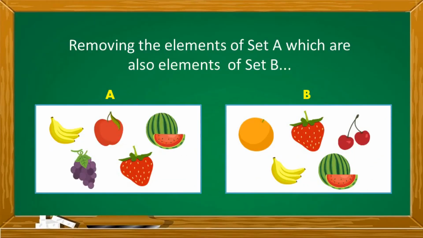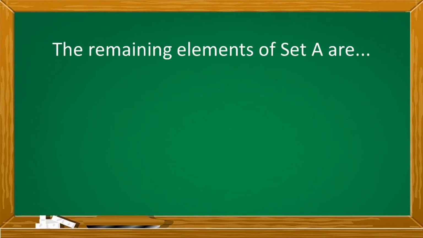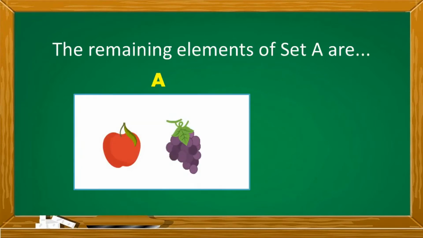Removing the elements of set A which are also elements of set B, we have bananas, watermelon, and strawberry. These three fruits or elements of set A are also present in set B or in the second set. Now, what are the remaining elements of set A? The remaining elements of set A are apple and grapes.